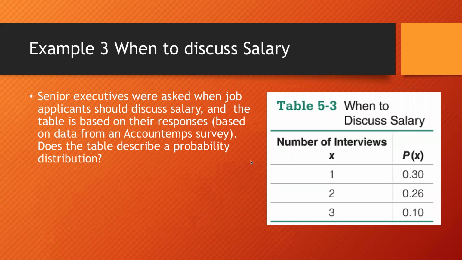When to discuss salary: senior executives were asked whether job applicants should discuss salary, and the table is based on their responses, from the Accountemps survey. Does the table describe a probability distribution? So numerical, yep. Sum these together, no. That's only 0.7, only 0.66. So it is not a probability distribution.